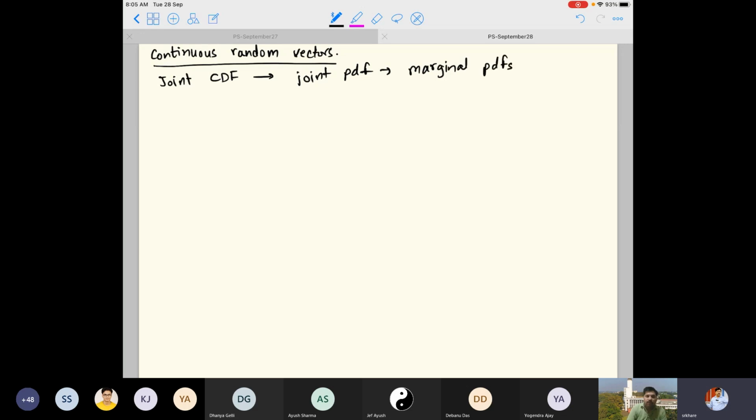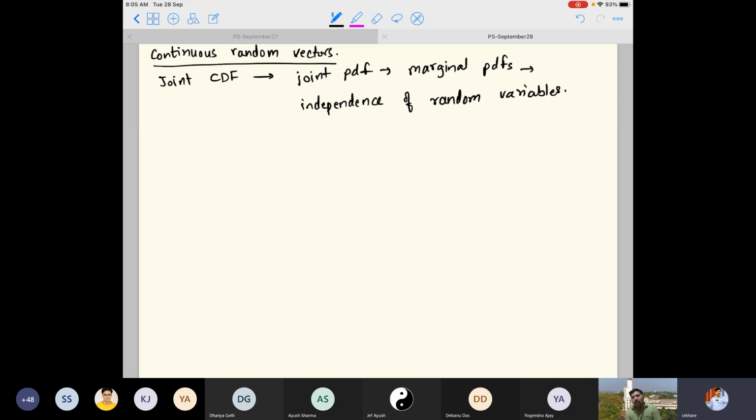And then what did we do? We did the definition of independence of random variables, right? So this is what we have done so far in the case of continuous random vectors. Everything was done in the case of R equal to 2, but you can very easily generalize to any arbitrary R. That is something you can do very easily.